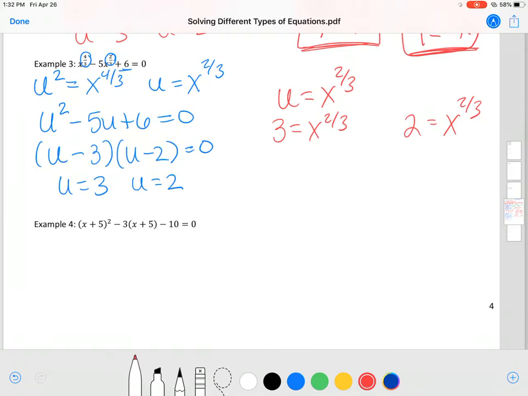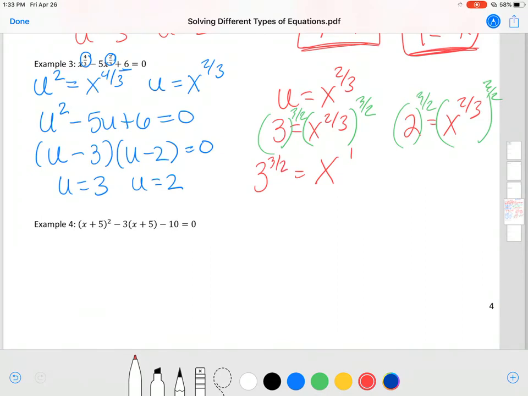Now, to solve for x to the 2/3, to get rid of that 2/3 and solve for x, I am going to raise both sides to the power of 3/2. Whatever I do to one side, I have to do it to the other side. So now I have x here because x to the 2/3 raised to the 3/2, when I raise a power to a power, I multiply. So 2/3 times 3/2 gives me x to the first. And I get 3 to the 3/2.